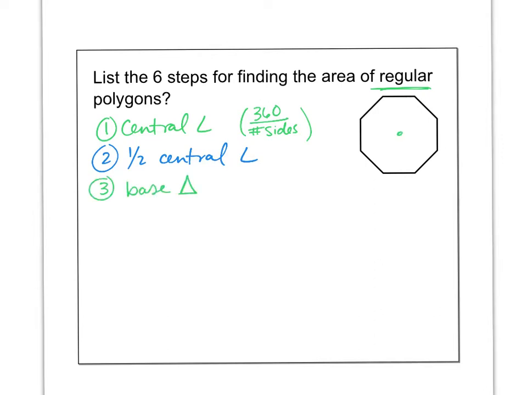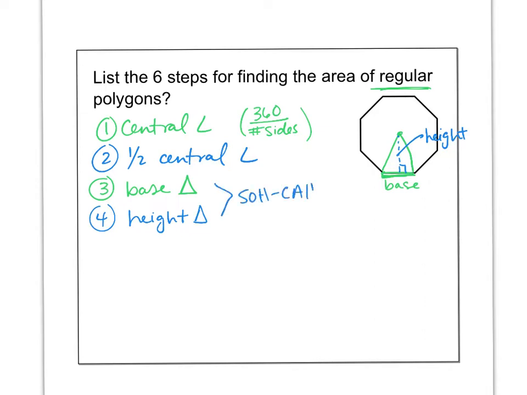Remember, if you have a polygon, you're going to find the area of one triangle in that polygon and then multiply by however many sides the polygon has. And so the base of the triangle would be this right here. Step number 4 is that you then find the height of the triangle. The height is going to be this blue dotted line, and it has to be perpendicular to the base. Now, one thing to remember for these two, you likely will have to use SOHCAHTOA.